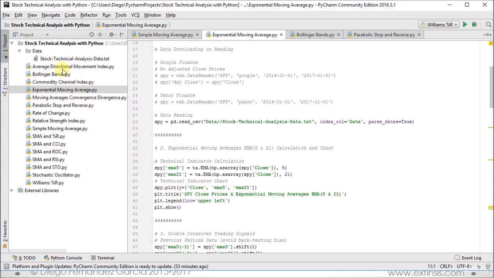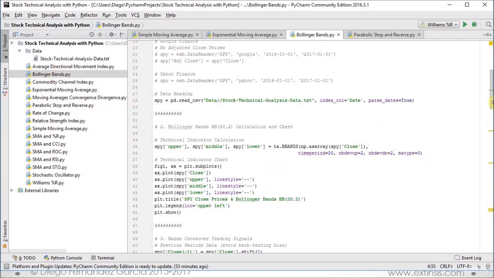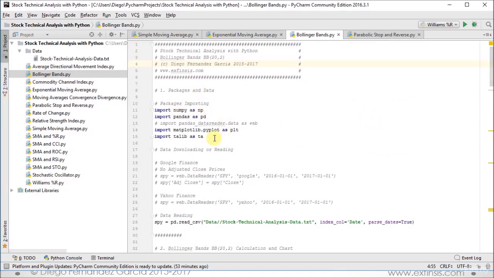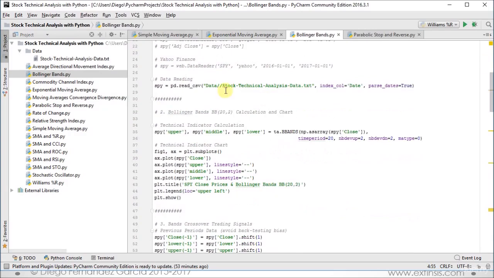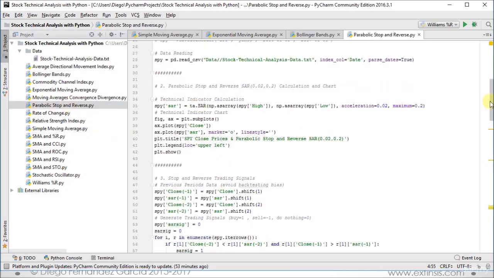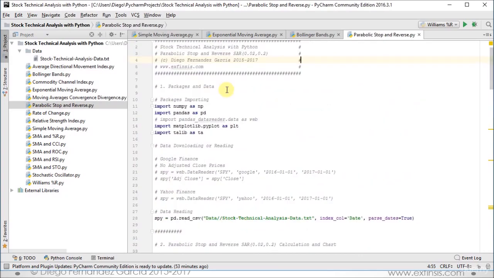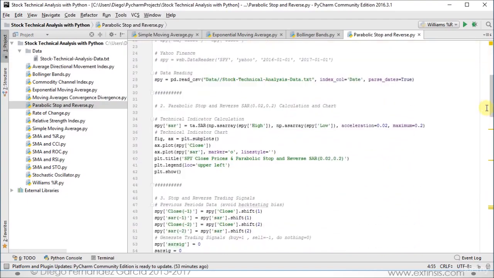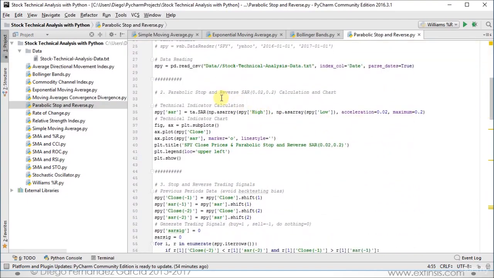After that, we'll study Bollinger Bands. Within Bollinger Bands, we'll again do the corresponding packages importing, next data reading, and then we'll calculate Bollinger Bands, upper, middle, and lower, and do the corresponding chart. Next, it will be time to study our parabolic stop and reverse. Within parabolic stop and reverse, we'll do packages importing, data reading by default, and then we'll continue with the calculation of the corresponding technical indicator and do the corresponding chart.